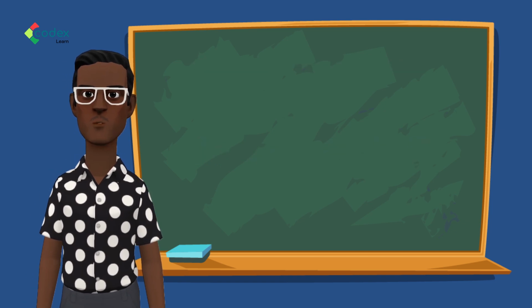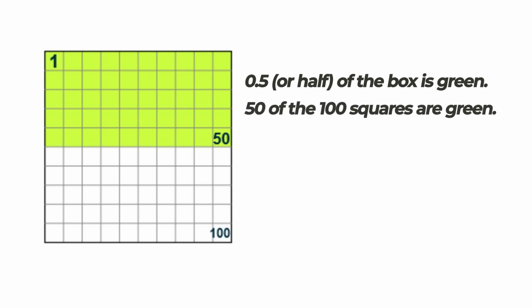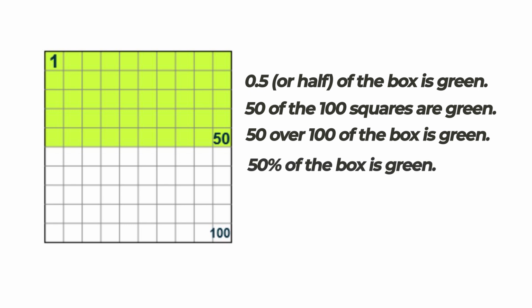These all mean the same thing. 0.5 or half of the box is green. 50 of the 100 squares are green. 50 over 100 of the box is green. 50% of the box is green. Can you see? The percent tells you that there is a hidden number over 100 in the box. Here's another example.